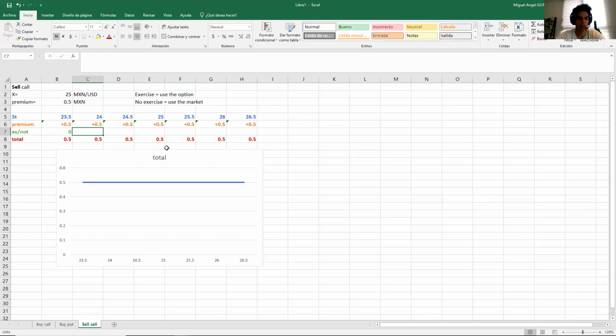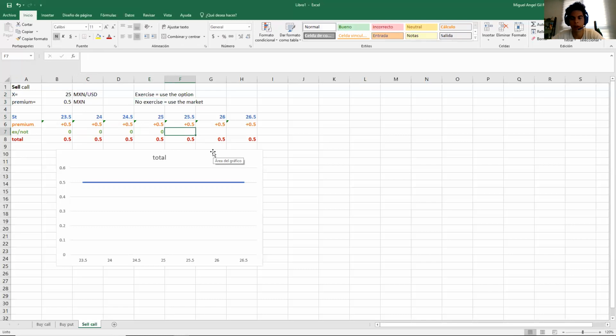So let's continue. Then the next step, 24 is the same answer, right? The person will prefer to go to the market, which is no exercise. That means 0. 24.5 is the same. And at 25, because it's the same, that person wouldn't care, so I write a 0. 25 is the same as the strike, so it's 0.